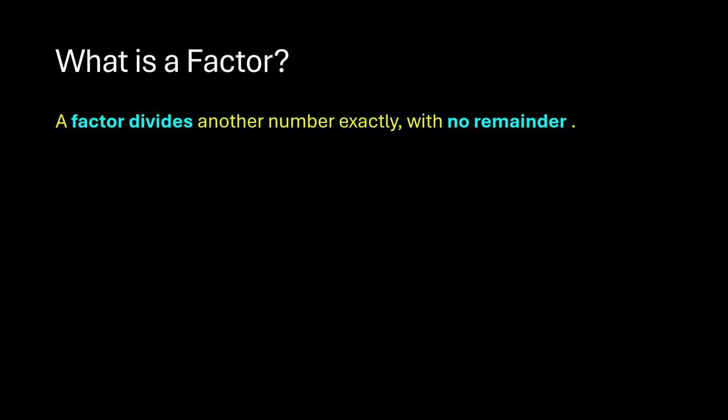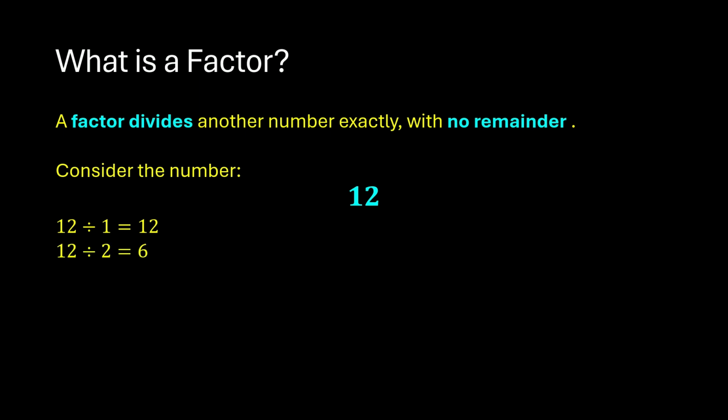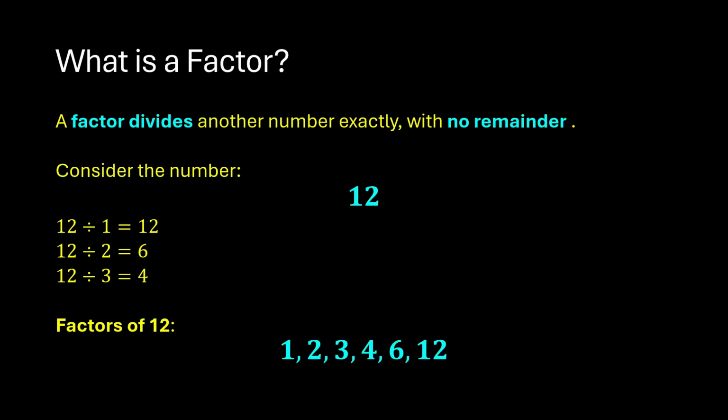We now consider factors. A factor divides another number exactly with no remainder. So if we consider the number 12, 12 divided by 1 equals 12, there's no remainder. 12 divided by 2 equals 6, no remainder. 12 divided by 3 equals 4, and therefore the factors of 12 are 1, 2, 3, 4, 6, and 12.